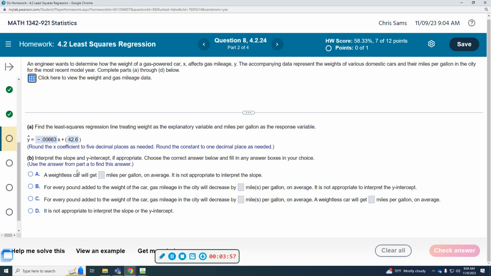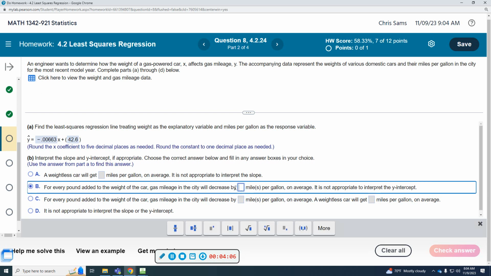This is not exact. So B says every pound added to the weight is going to decrease the mileage by our given slope, 0.00663. You don't have to put negative because the word decrease takes care of that. It doesn't make sense to interpret a y-intercept because you won't have a car with 0 weight that gets 42.6 miles per gallon.